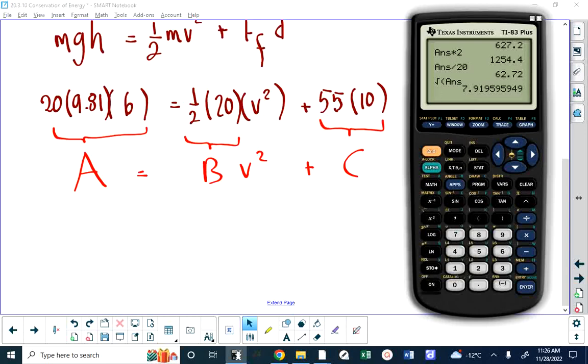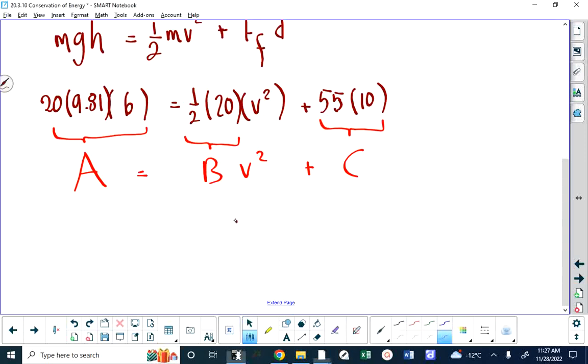And believe me, if you tried to do this using forces on inclined planes, how we did it before, what you would have to do is find the net force down the ramp to find the acceleration and then use kinematics. I think it's a lot more work. So I get V equals 7.9 meters per second. Anybody else get 7.9 meters per second? Good.